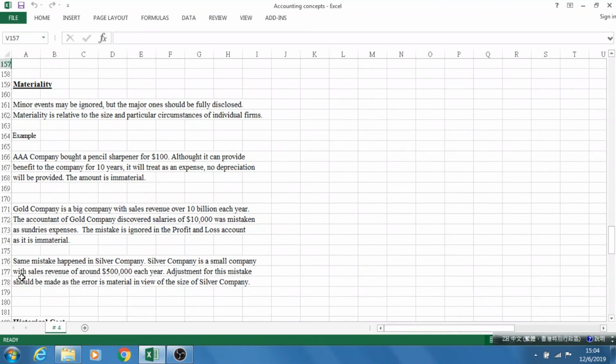The same mistake happened in Silver company. Silver company is a small company with sales revenue of around 500,000 each year. When comparing this mistake of 10,000 with sales revenue of 500,000, adjustment for this mistake should be made as the error is material in view of the size of Silver company.